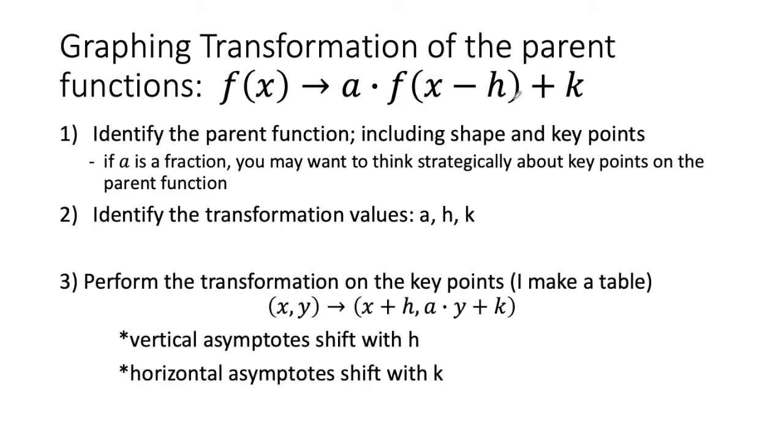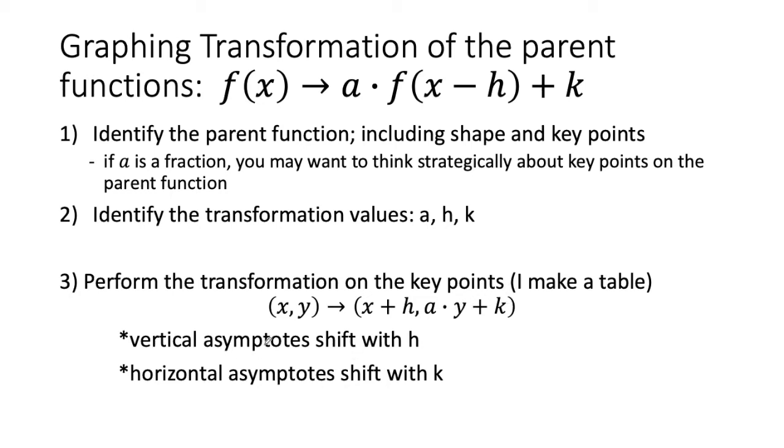And then we're going to perform the transformation on the key points. So you're going to see when I do some examples that I make a table. And so if you remember, the x coordinate is only affected by what's inside the function notation, the x minus h. And so we're going to add h to the x value. And then to find the new y value, where it maps to, we're going to do a times y and then add our k value.